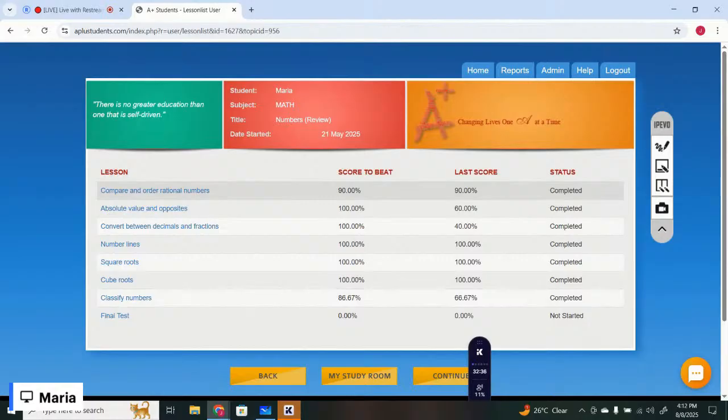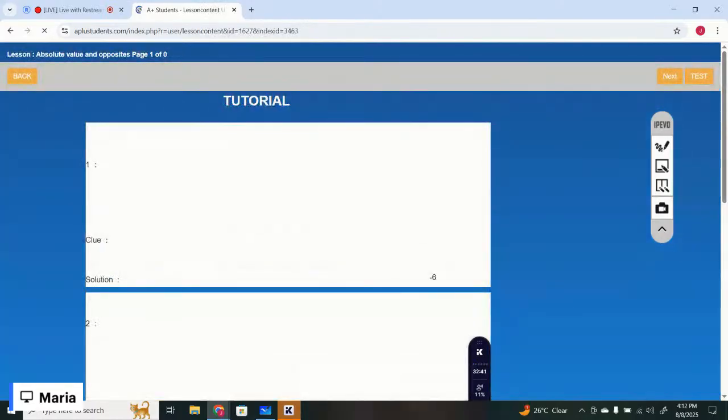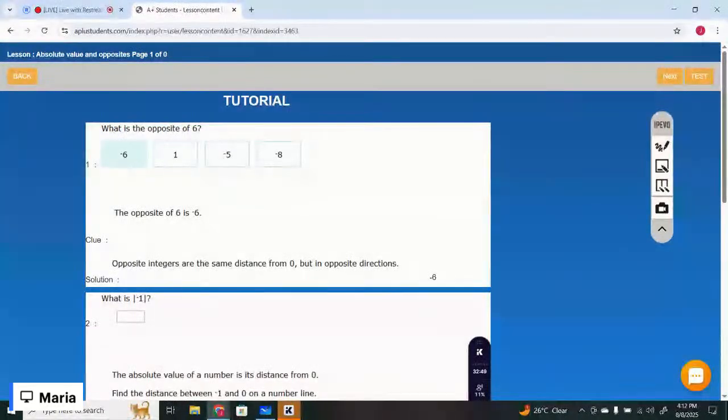The next lesson is absolute value and opposites. What is the opposite of 6? So the opposite of the number is exactly the same number with the opposite sign, right? So 6 is a positive number. So the negative number is negative 6. Let's just start with the test questions.